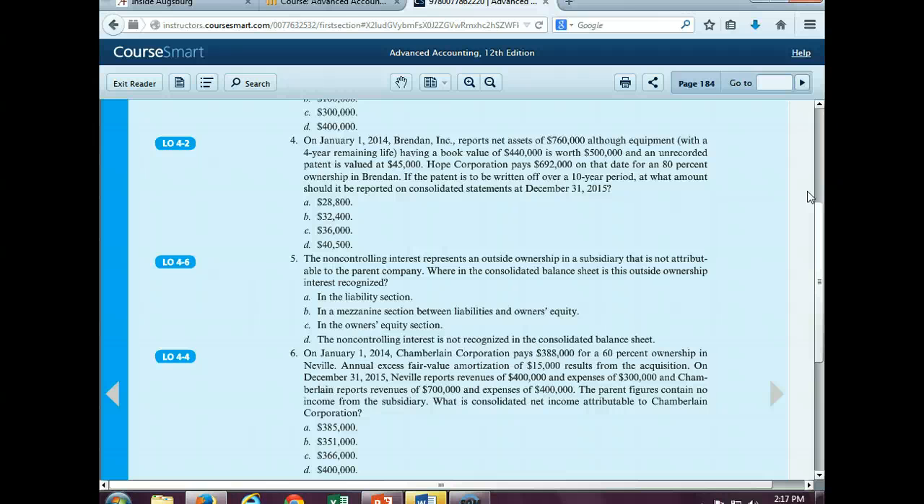Owner's equity section. If someone was going to say in the mezzanine section between liabilities and owner's equity, get it? Mezzanine.